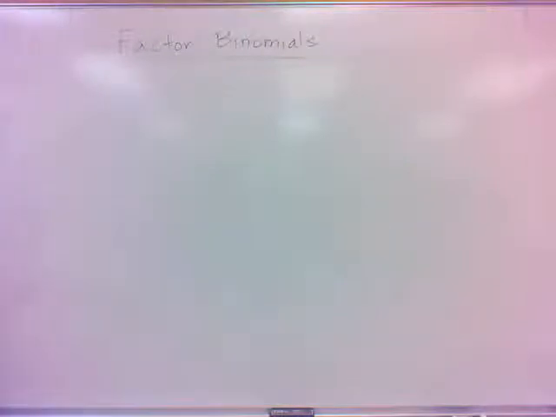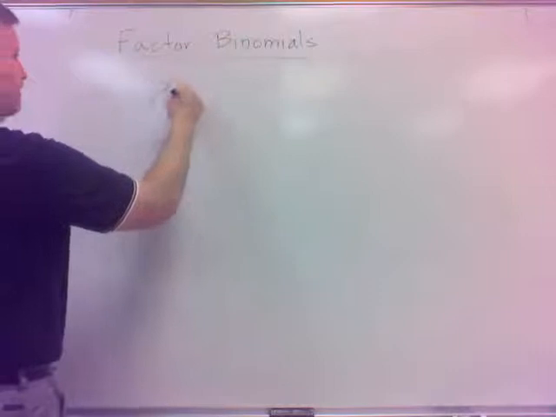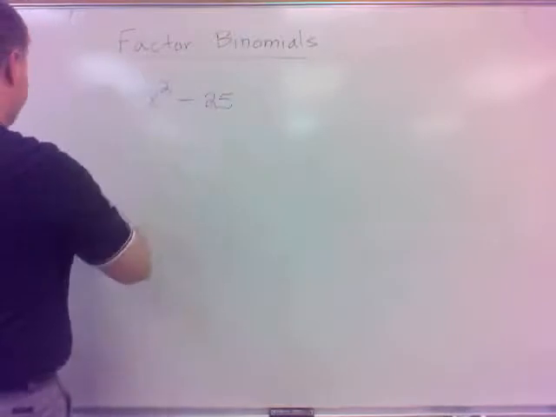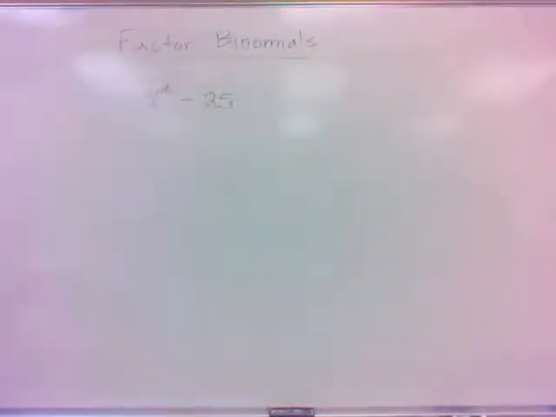Let's factor binomials. When we go to factoring binomials, of course, what we're starting with is a binomial, so we only have two terms to start with. And one such example is x squared minus 25.